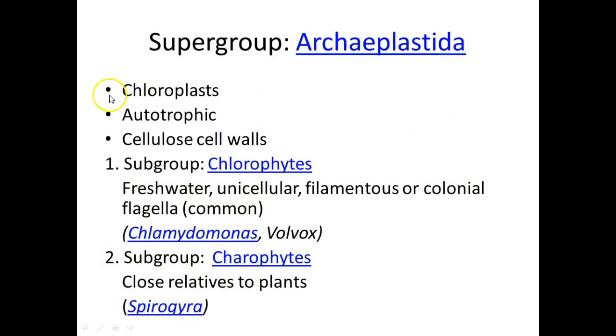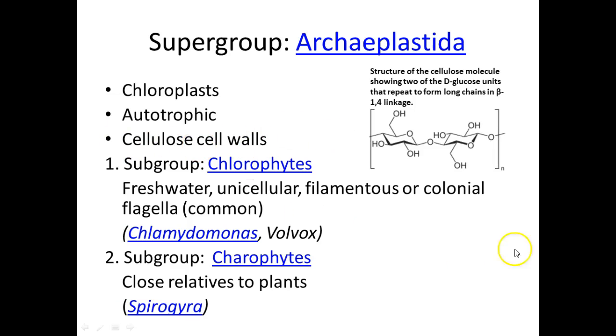So what do all these guys have in common? Chloroplasts, right? Remember I said most of them are photosynthetic, are also autotrophic. So what are they using as their carbon source? Carbon dioxide. Cellulose makes up their cell walls. And this is actually a sugar compound, glucose. But the way the glucose are hooked together, it forms this really structurally strong cell wall.